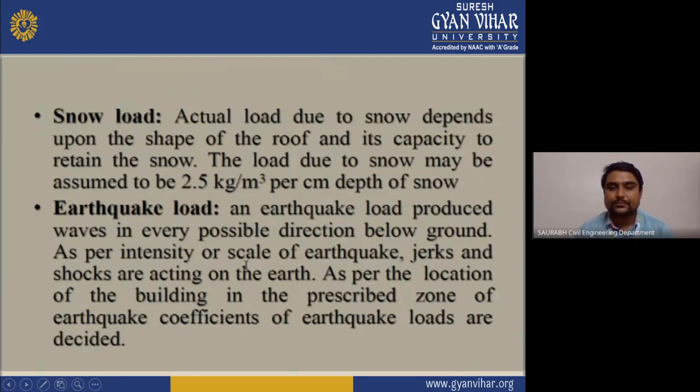Earthquake load. Now come to the earthquake load. An earthquake produces waves in every possible direction below the ground. As per the intensity or scale of the earthquake, jerks and shocks act on the earth.